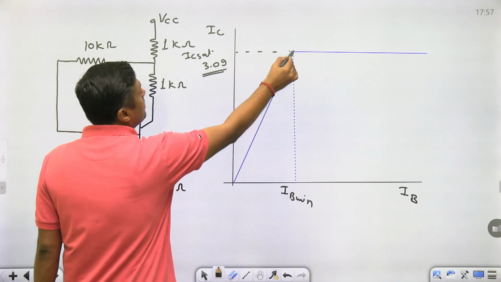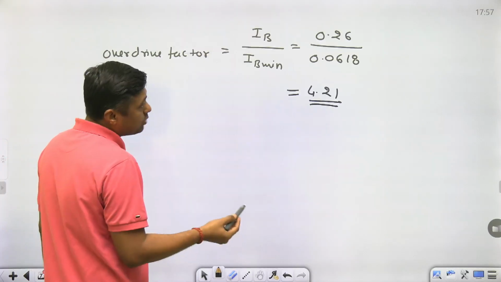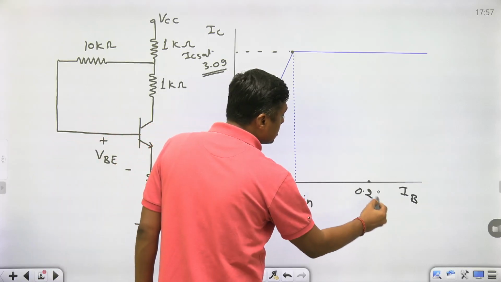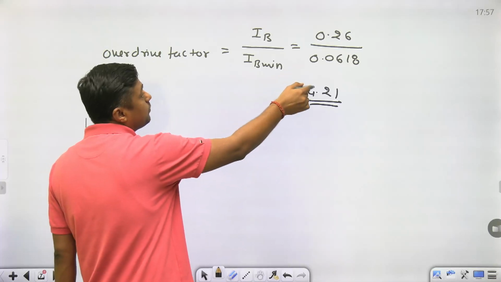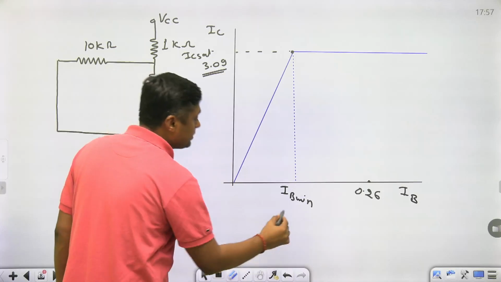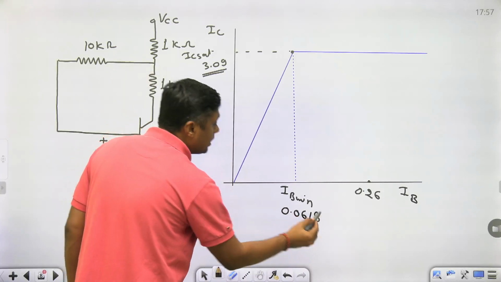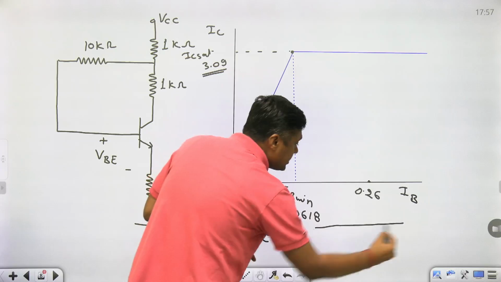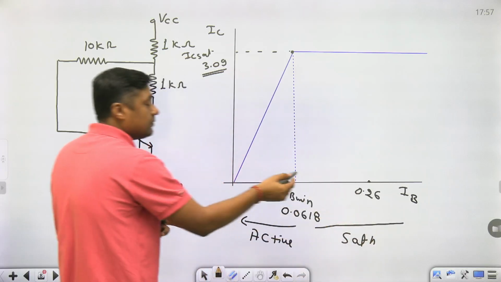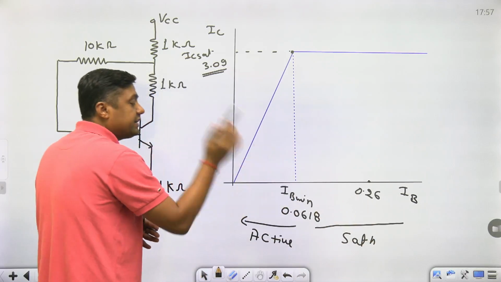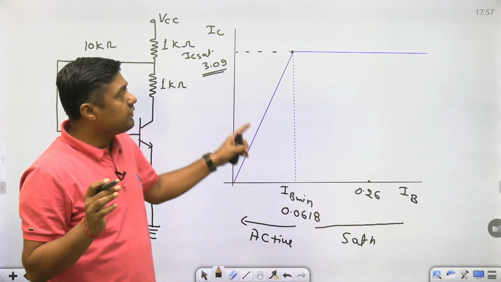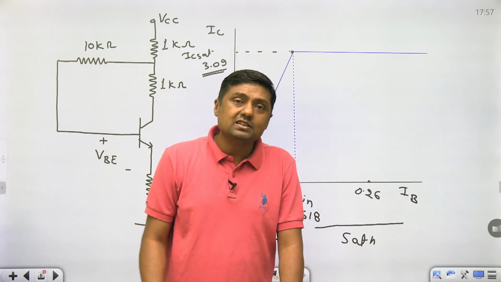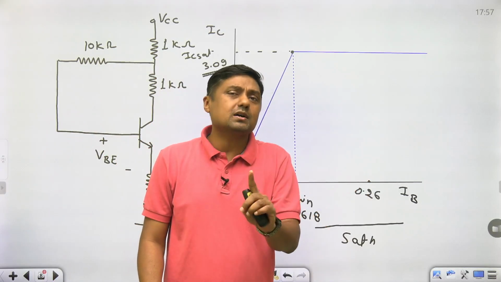3.09 milliampere. This is the point. Maximum current. And what is the actually IB? 0.26. So this is the 0.26. And what is the IB minimum? IB minimum is 0.0618. This is the 0.0618. So up to this region it is in active region, and up to this region it is in what? Saturation region. So it is well in saturation, because actual IB is very greater than IB minimum. So already I have explained this diagram. This is a very important concept. Always check whether it is in cutoff, active or saturation, because every mark is important.